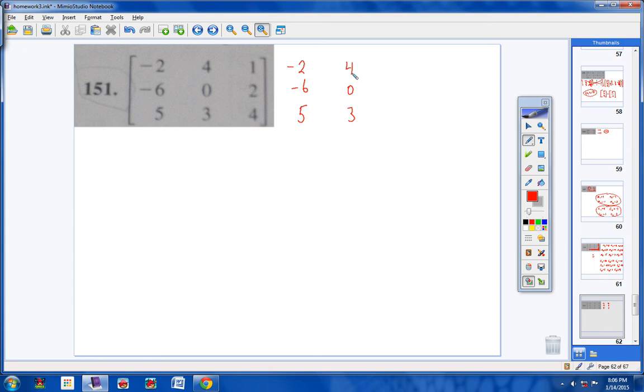There we go. Now you're going to multiply up 3 times. Multiply these numbers together and you get a 0. Multiply these 3 numbers together and you get negative 12. So you're going to put a positive 12. Change the sign when you're multiplying up.